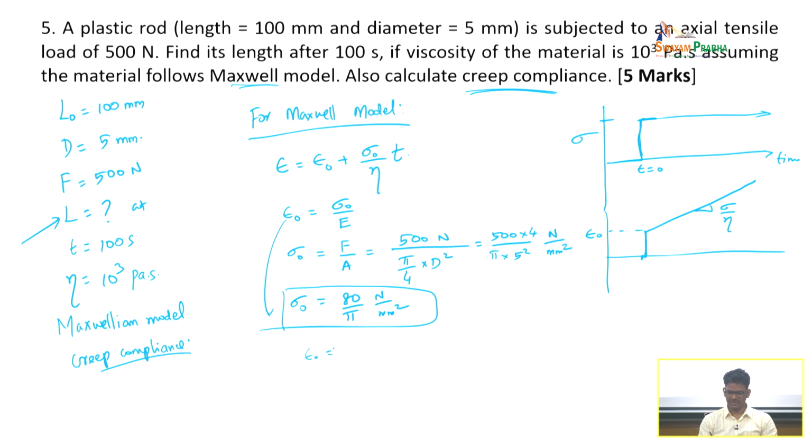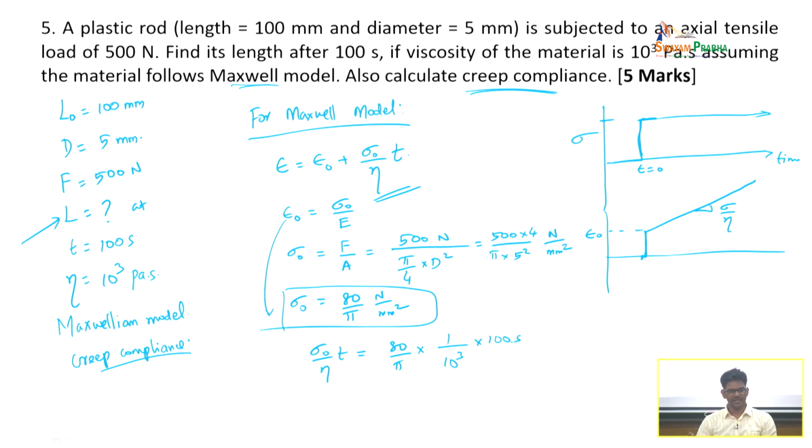So, epsilon naught is simply sigma naught by Young's modulus. Unless that is mentioned, you cannot know epsilon naught. So, you have to keep that as a parameter. Now, the second part. This can be calculated directly because we know sigma naught, viscosity is given, and time is also given. If you look at this part, sigma naught by eta times t, this would be 80 by pi into 1 by 10 power 3 into 100 seconds.